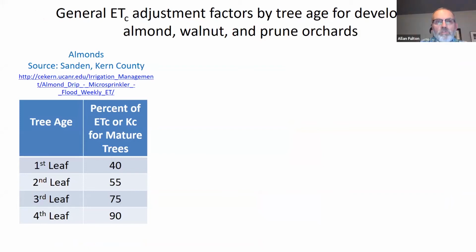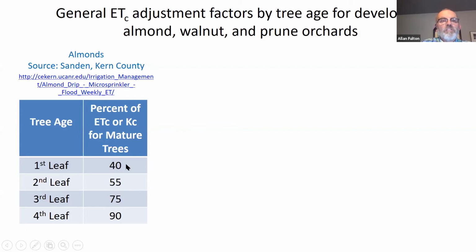I'm going to share with you some that we can offer for almond, walnut, and prune. So this table on the left was developed by Farm Advisor Emeritus Blake Sandin in Kern County. And Blake has suggested for a first leaf almond tree that on average, it will use 40% of the ET for the season. He also goes on to show 55% on average for a second leaf, 75% for third leaf, and fourth leaf, 90% of full ET estimates that we report in our tables.